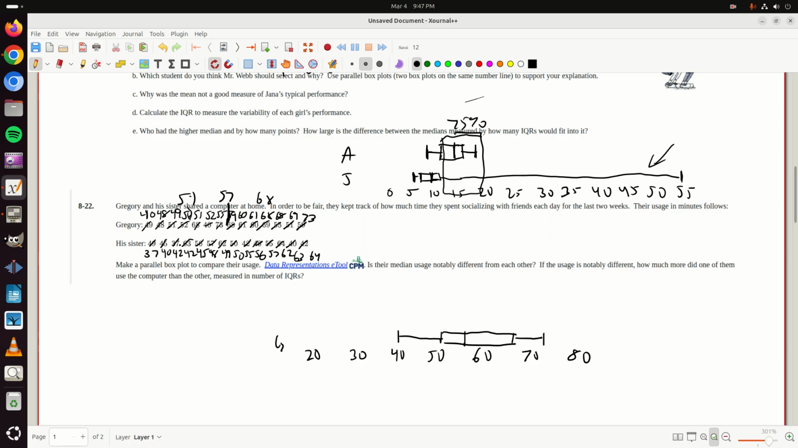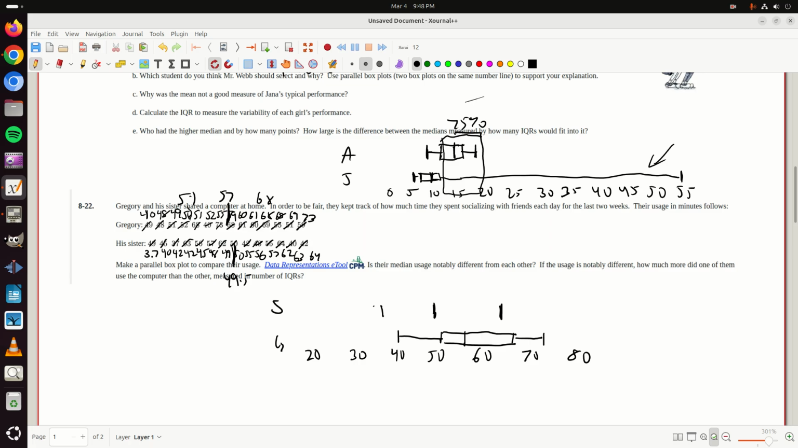And then we will go with the sister. Again, 37 is her lowest. So we'll say this is the sister. 64 is the largest. 1, 2, 3, 4, 5, 6, 7, 8, 9, 10, 11, 12, 13, 14. So we have 7 on each side. 1, 2, 3, 4, 5, 6, 7. So it looks like we're going to have a median of 49.5.